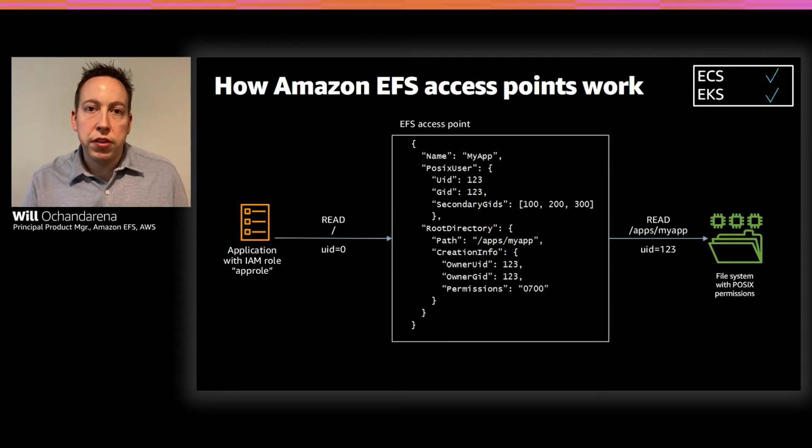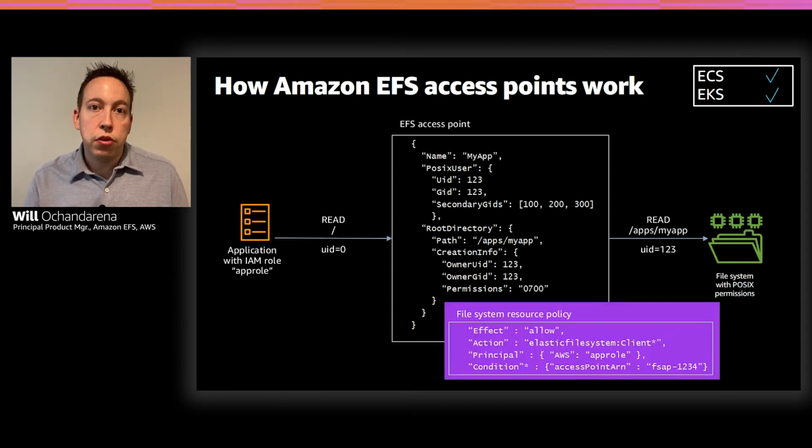Now you might be wondering at this point, how do I make sure that my particular application can only access the file system through a particular access point so I can enforce a specific identity? And in that case, you can also use an IAM policy and a condition key. So by specifying the access point ID in the condition key, either in your identity policy or your resource policy, you can ensure that you have a strict mapping between a particular application with a role and a file system with an access point.